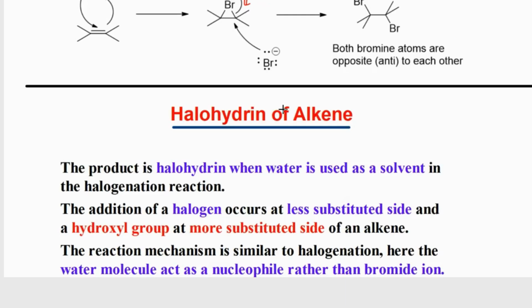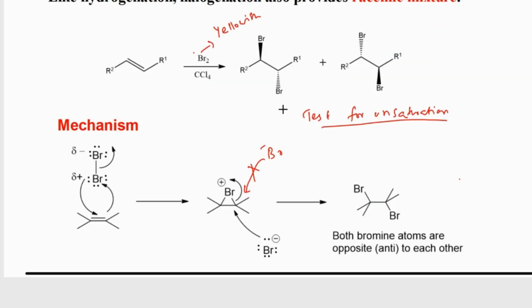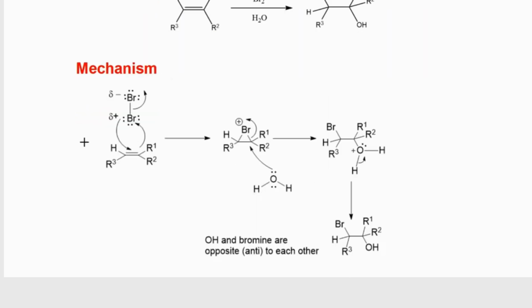Next we are going to see the halohydrin formation of alkene. What is the main difference between halohydrin formation and halogenation of alkene? You see here, the difference is here: the CCl4 is a non-polar solvent, and here H2O, water, is a polar solvent. That is the main difference. Now the mechanism will be the same. The first step of the reaction will be the same.